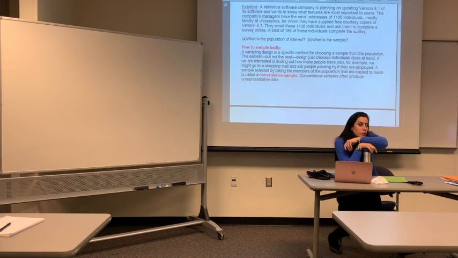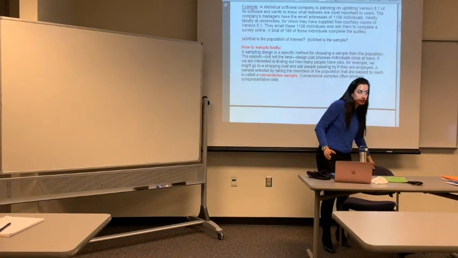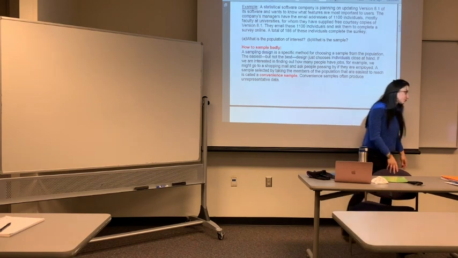And then now, what is the population here? Entire group of software users. Exactly. So we know population is entire group of individual. Instead of individual, you said software users. And then if I again ask you what is the sample, you will say 186. Individuals. Who are the individuals? Software users. Exactly. So 186 software users.